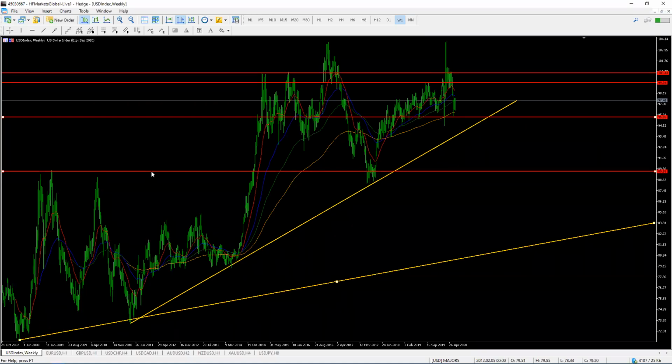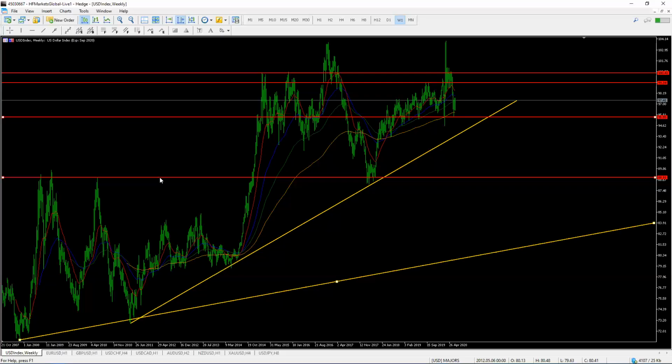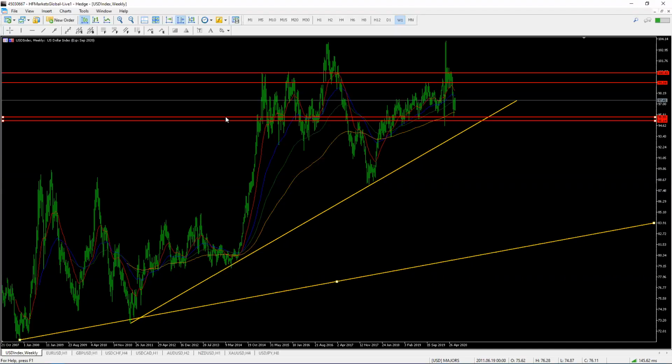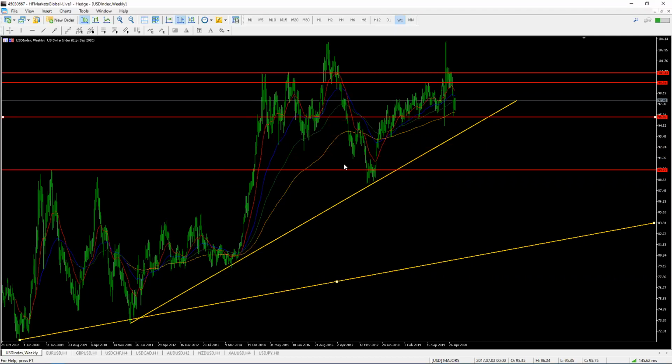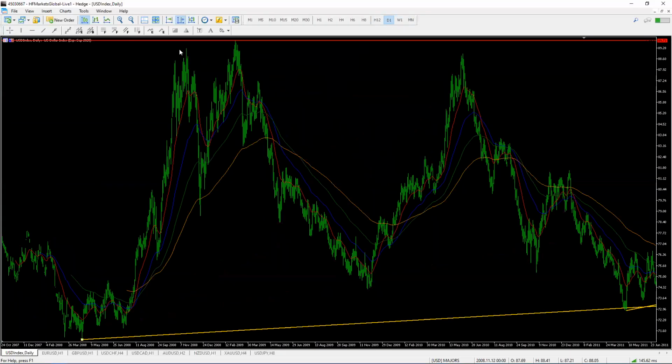Okay, so hapa chini we have this point, tukona this point, this point, this is lower and this is lower. So since market haijafika huku, we won't be so keen on this point. Okay, but we'll have this point to worry about. Okay, so that is monthly, then weekly, daily.